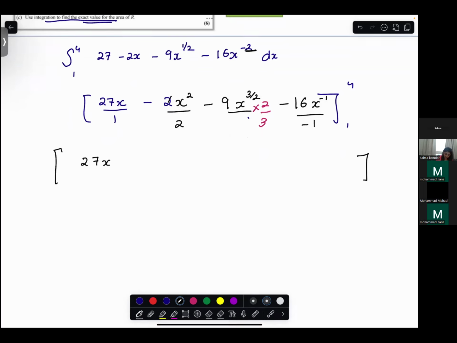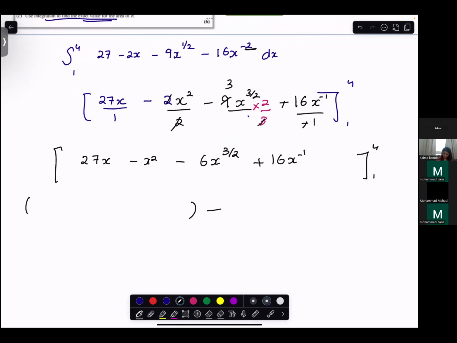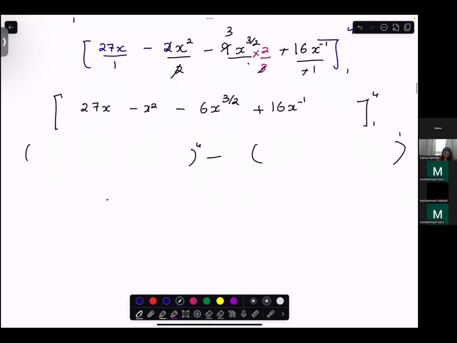So it's going to be 27x minus x square, minus 6x to the power 3 by 2, plus 16x to the power minus 1. Okay. 16x to the power minus 1 can also be written as 16 divided by x, between 4 and 1. After this step, you will put it on your calculator, or if the marks are more, depending upon the question, you can substitute this like this: 1 bracket to the power 4, 1 bracket to the power 1, and you will get your answer.